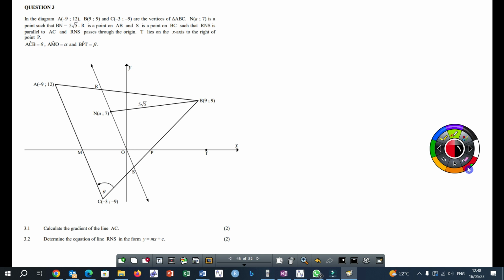Alright. So before you start answering the question, you need to read the information that's provided, and then you do a quick scan of your diagram. Okay? Because the two are connected. So the first part of the question says, calculate the gradient of the line AC. That's grade 9. Okay? Calculating gradient is grade 9.